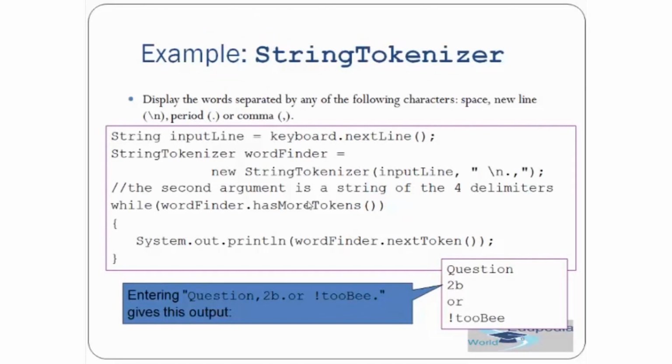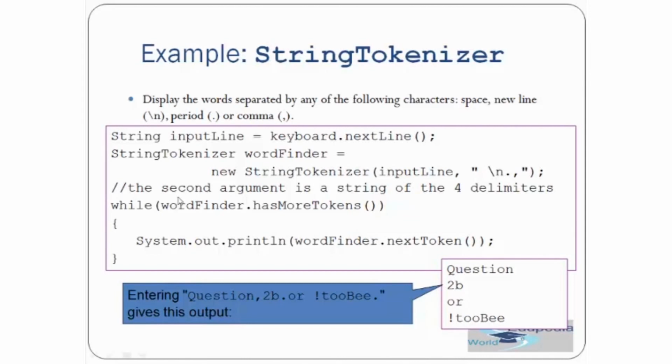Let's see how it works. You can see this program where we are displaying the words separated by any of the following characters. If there is a space, we have to separate it. If there is a new line, again we have to separate it. If there is a dot, that means it's a new word, so we separate it. And if there is a comma, treat it as a new word and print it. So how can we do that? Over here we have taken some input from the user. It is just a simple input, which could be any line that the user wants to enter.